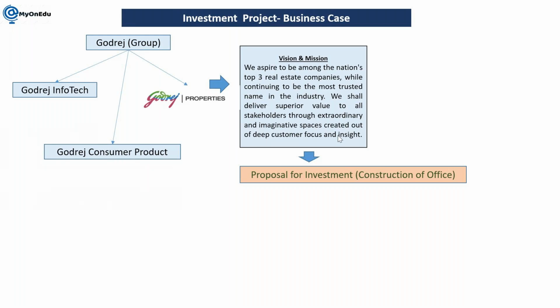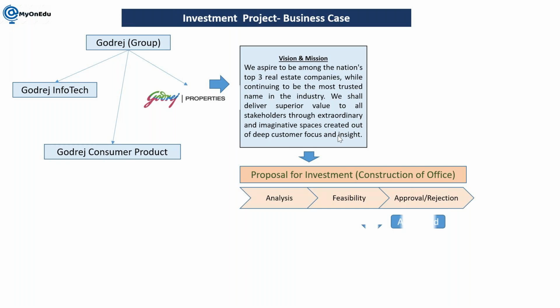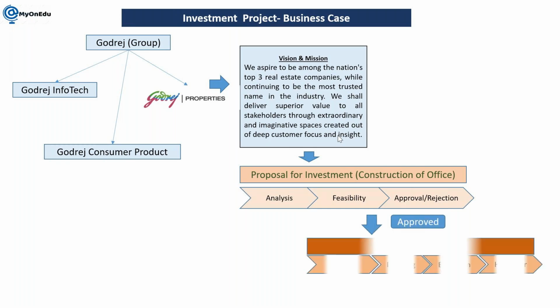Okay, and once all of this is followed in the proposal, then only are they going to do that project. So let's say someone has submitted a proposal. This will have different stage gates or phases. Let's say first is analysis, then feasibility, then approval and rejection, and once everything is done, it will be decided whether we are going to do this project or not. So let's say they approve this project. In that case only we are going to execute this project.